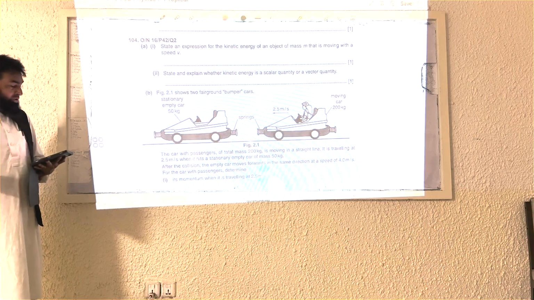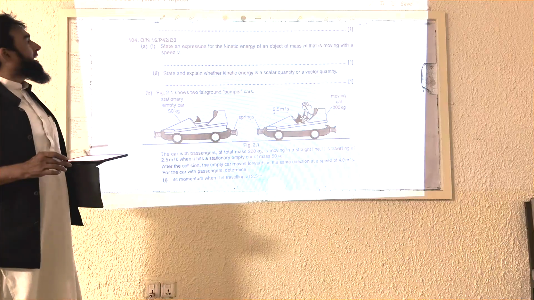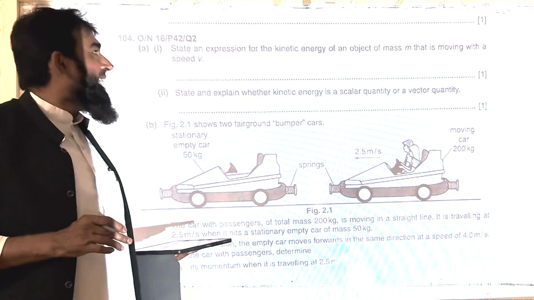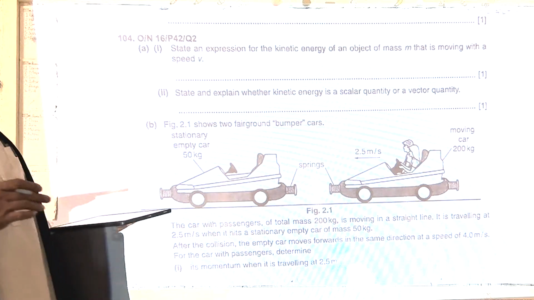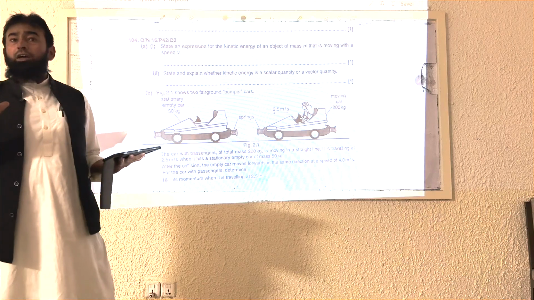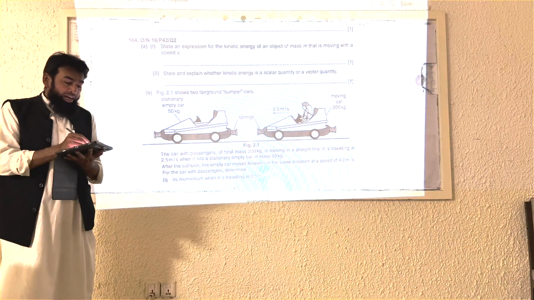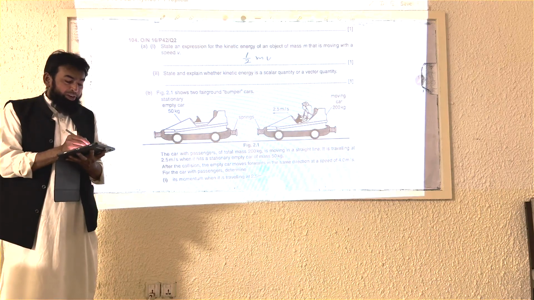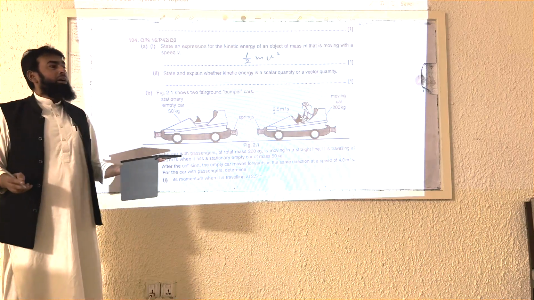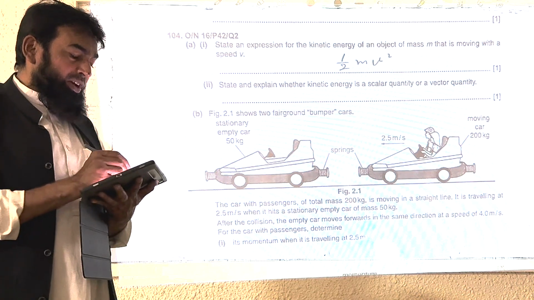Now here it is question 104. State an expression for the kinetic energy of an object of mass m that is moving with a velocity v. Now here I told you the formula. If you know the formula, what type of mistake do you people commit? You write 1 over 2 mv square, that's it. This is the wrong way of writing an expression.